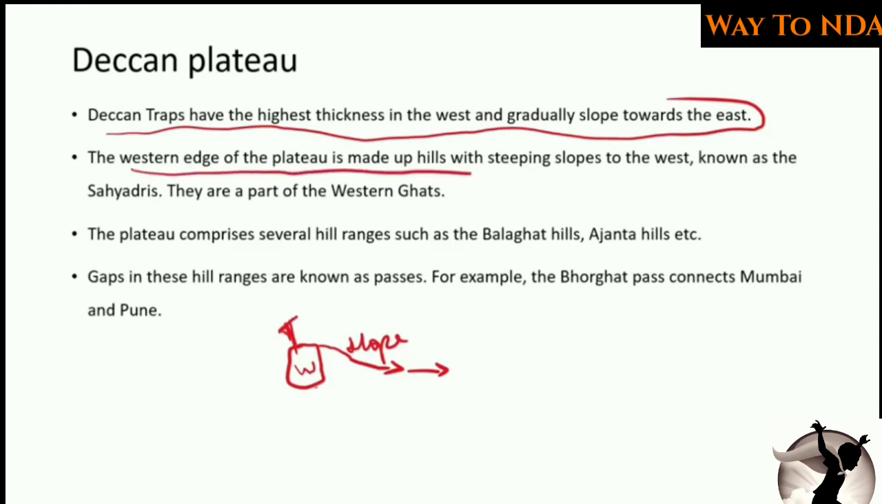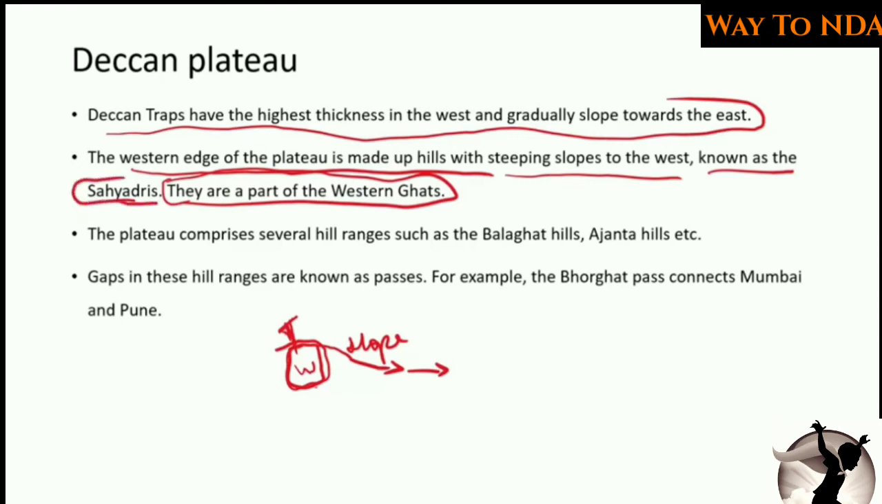The western edge of the plateau is made up of hills with steep slopes towards the west, known as the Sahyadris. They are a part of the Western Ghats. So you will find the Sahyadri mountains in the Western Ghats, and they are part of this Deccan Plateau, which the great warrior Chhatrapati Shivaji Maharaj used for warfare against the Mughals. It was in the Deccan area only.